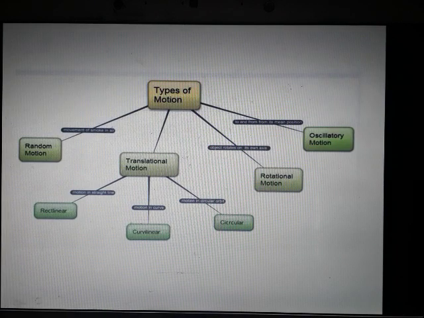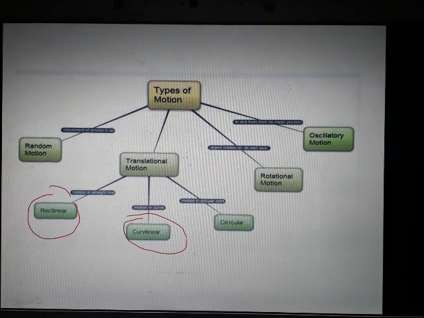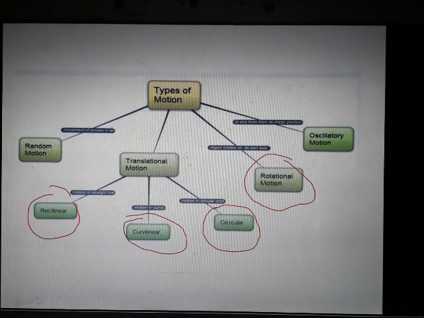Now there may be various types of motions. Random motion, that means zigzag motion; any motion can be followed by an object. Rectilinear motion is when an object is moving in a straight line. Curvilinear is when an object is moving in a curve. Circular, as the name suggests, is when an object is moving in a circle. Rotational motion is when an object is rotating. Oscillatory motion is like pendulum motion, to and fro motion. This is just to give you an idea. There may be very many other types of motions also.